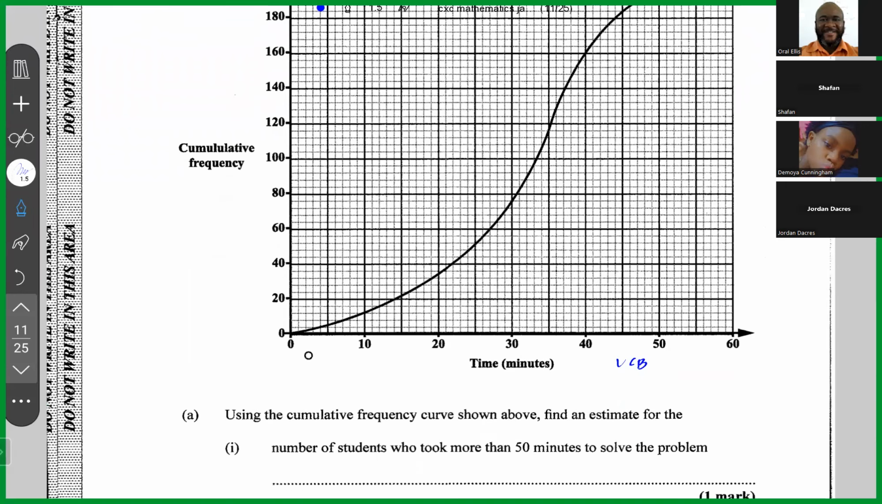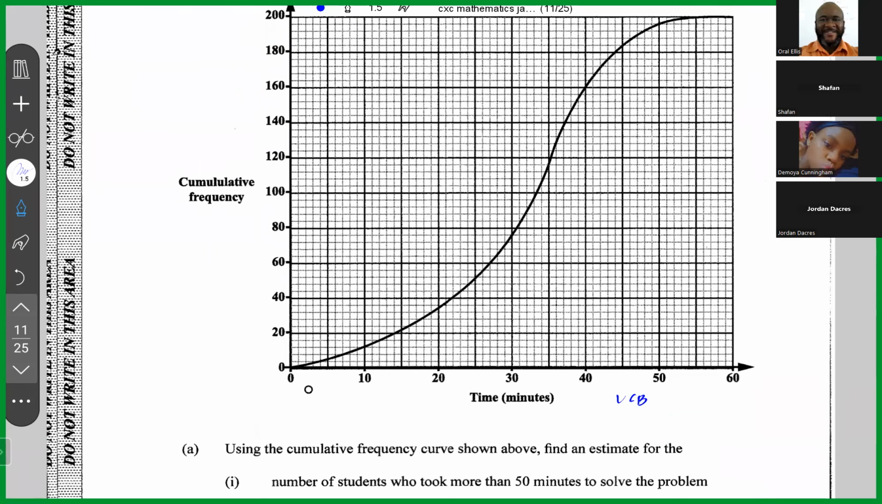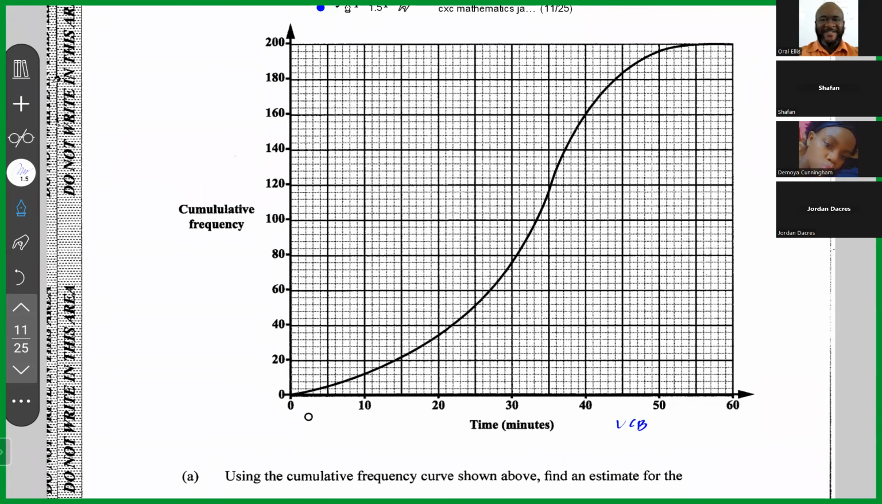All right, A says, using the cumulative frequency curve, find an estimate for the number of students who took more than 50 minutes to solve the problem. So the first thing we need to do is to find out which student took 50 minutes to solve the problem. So time is at the bottom axis. At 50 minutes, I'm going to draw a vertical line up, using my ruler. And what I want to identify is where this vertical line meets the graph. Anywhere the vertical line meets the graph, I'm going to draw a horizontal line across.